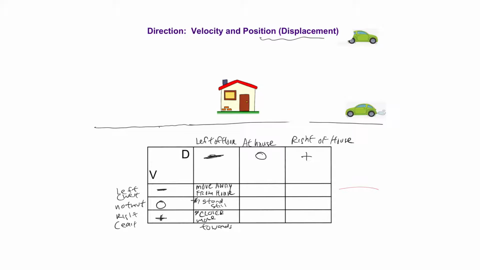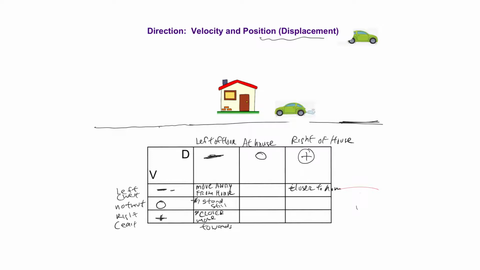Now let's look at the extreme right column here. The extreme right column says the displacement is positive, so that means the car is to the right, or the east, of the house. But the car in this case right now has a negative velocity, meaning the car is going to move to the left. So the car right now is to the right, but it's moving slowly towards the house. In other words, it's getting closer. So in this case, it is moving closer to the house.